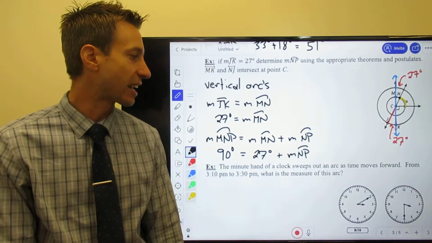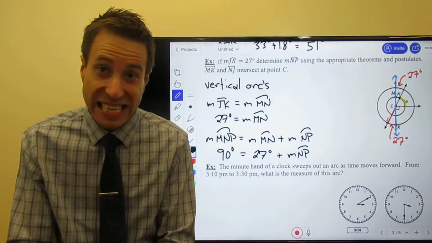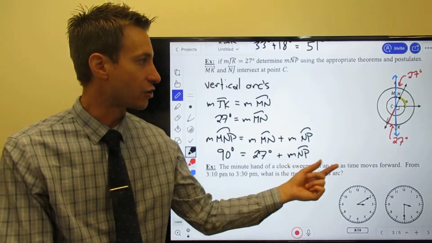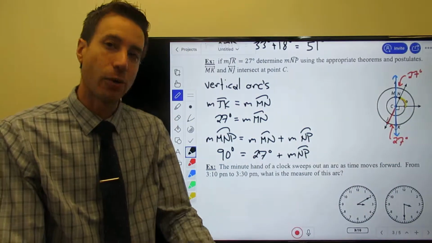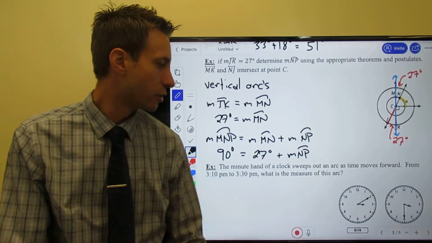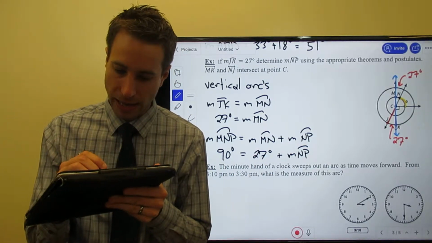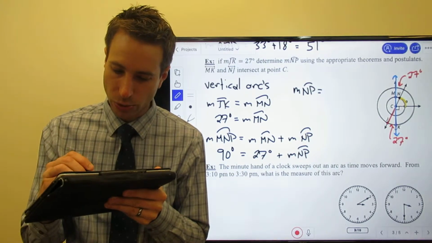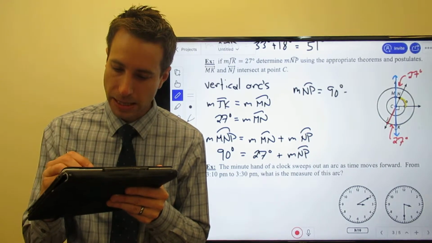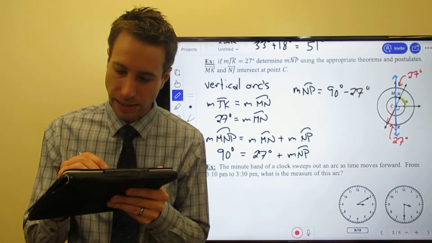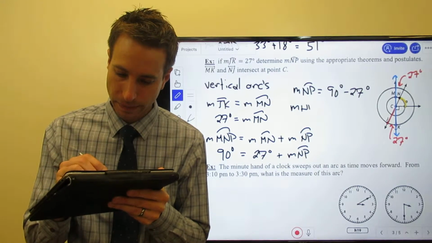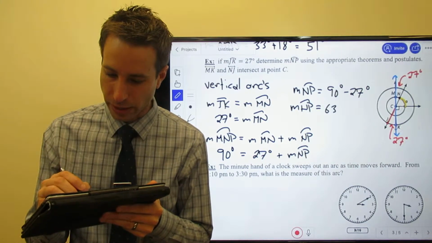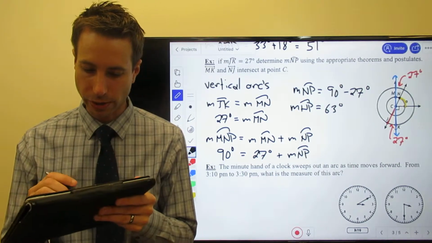Again, it's the arc addition postulate, but in this case, instead of solving for the larger arc, I'm trying to find just the little piece NP. How do I do that? Subtract the 27 to the other side. So the measure of arc NP is going to be equal to 90 minus 27. And we wind up getting 63 degrees.